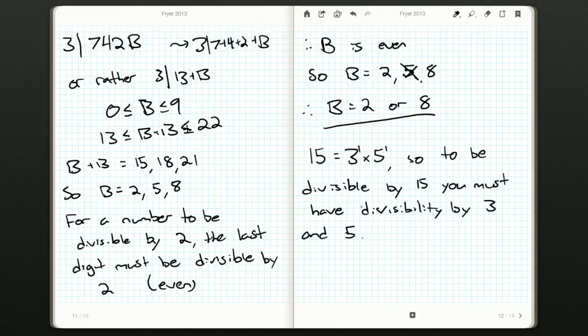Okay. Divisible by 15, you're going to have divisibility by 3 and 5. Well, we know divisibility by 3. We've been doing that the whole question. So we want 3 to divide 1, 2, 3, 4, P, Q, P, Q. Then 3 divides, we'll skip a step and just say it's 10 plus 2P plus 2Q. Okay?